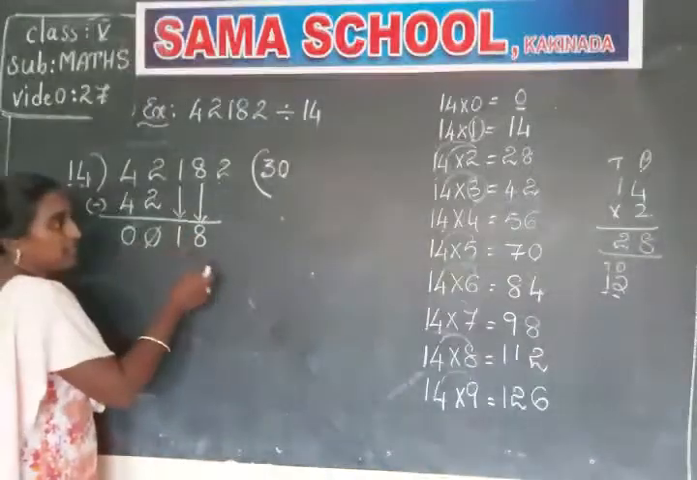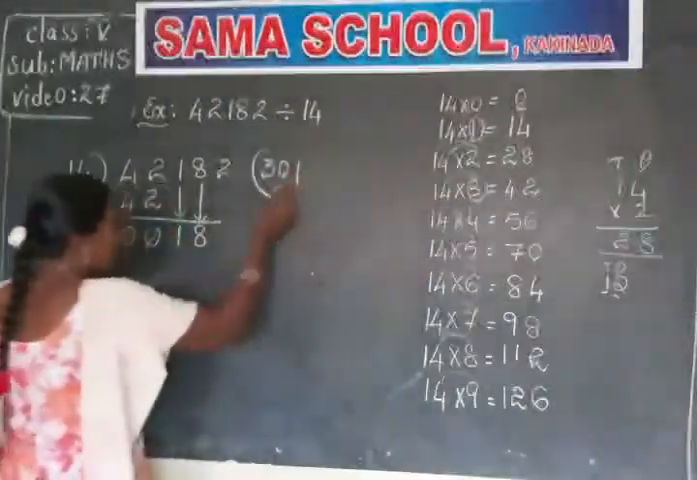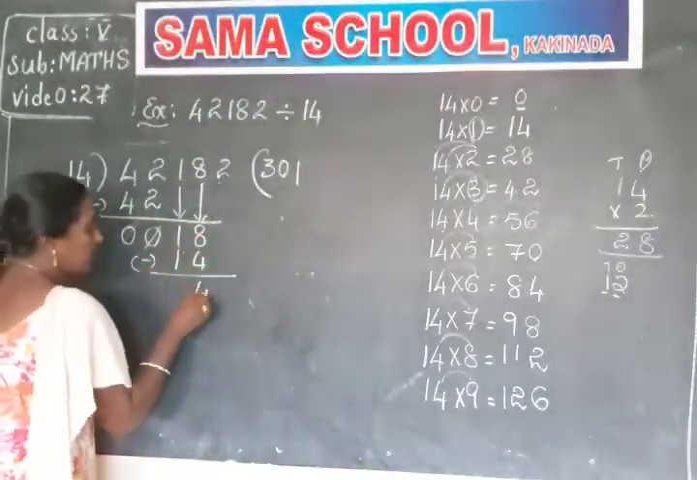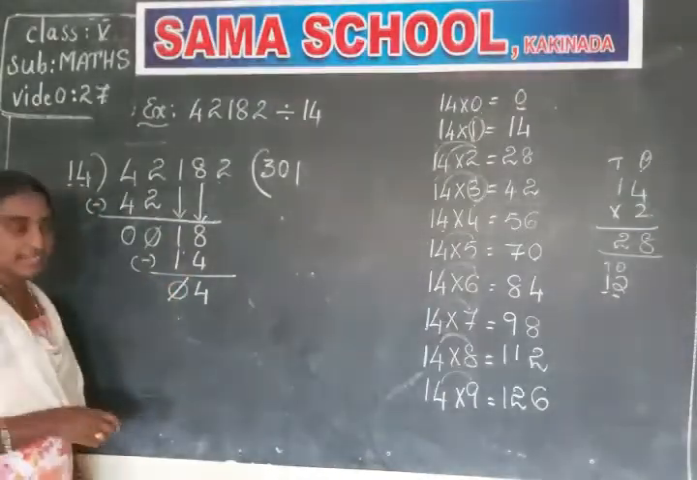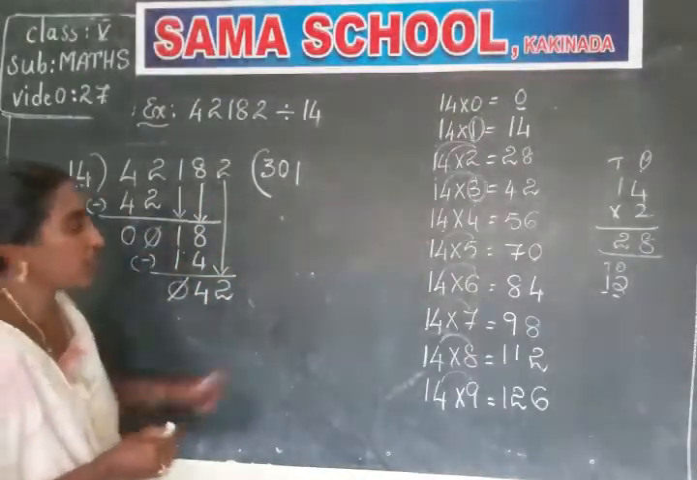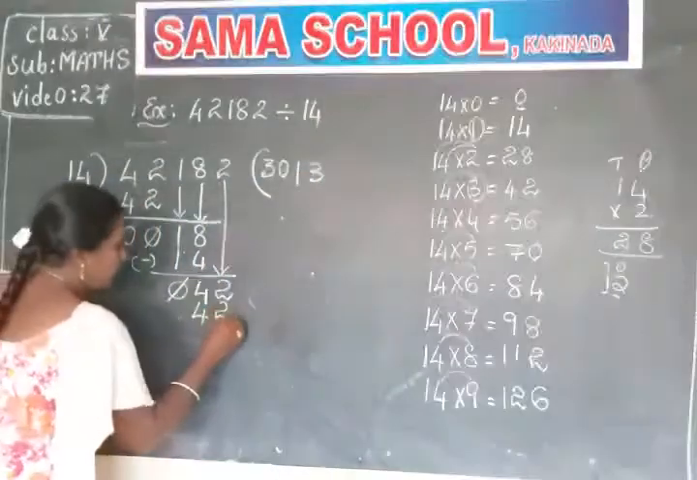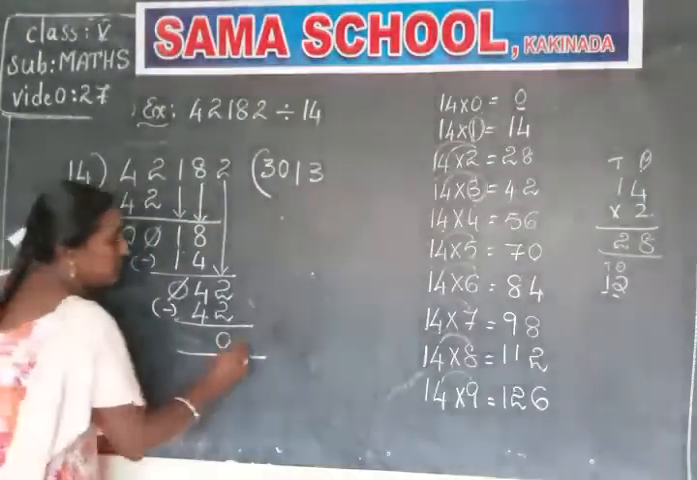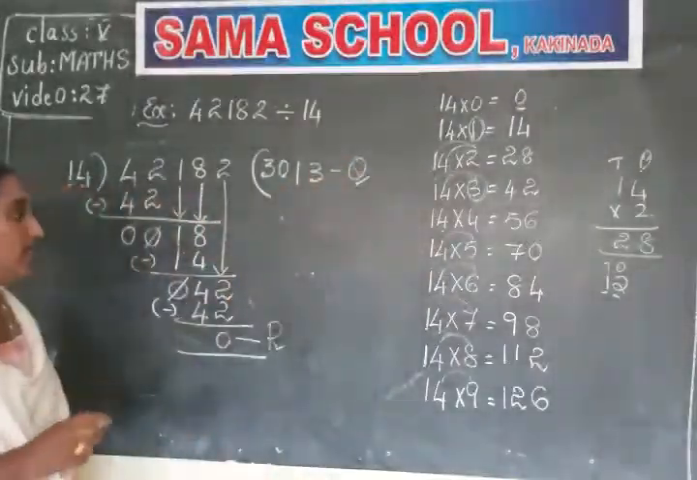So 18, it became 18. Now see the nearest and smallest number for 18 in the table. 14 ones are 14. Okay, do the subtraction. 8 minus 4, 4. 1 minus 1, 0. Again this 0 is invalid 0, so we can cut it. And bring down the next digit 2. 42. Again 14 threes are 42. So write 3 in the quotient space and take 42 here. Do the subtraction. 42 minus 42, 0. This 0 is called the remainder and this is the quotient. Okay, we got the answer.